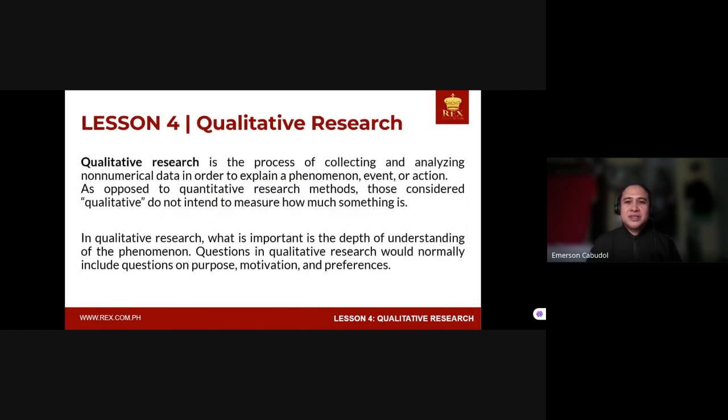Qualitative research explores the why and how behind human behavior and experiences, focusing on in depth understanding rather than numerical measurement. It involves collecting and analyzing non numerical data like interviews, observations, and text to uncover patterns, themes, and insights about a phenomenon, event, or action. Unlike quantitative research, it doesn't aim to quantify how much of something exists, but rather to delve into the underlying purposes, motivations, and preferences.